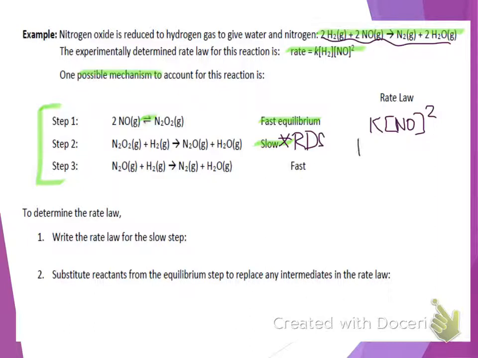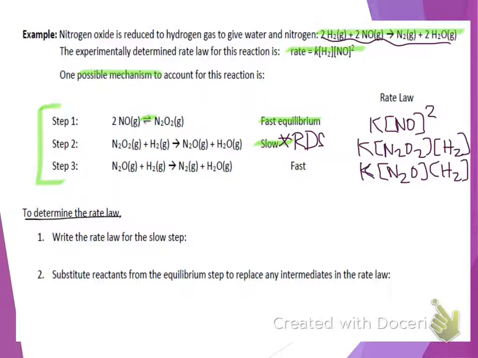Rate law for step 2 would be our rate constant times the concentration of N2O2 and the concentration of H2. And for our last step, which is another fast step, which would be irrelevant to the rate determining step, but regardless, we would have our rate constant times the concentration of N2O and H2.